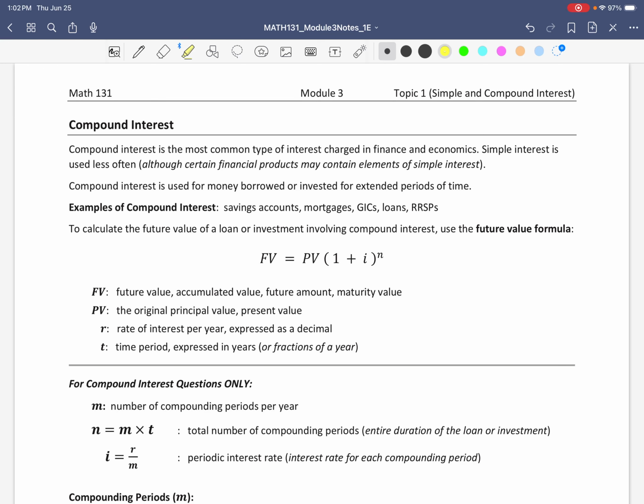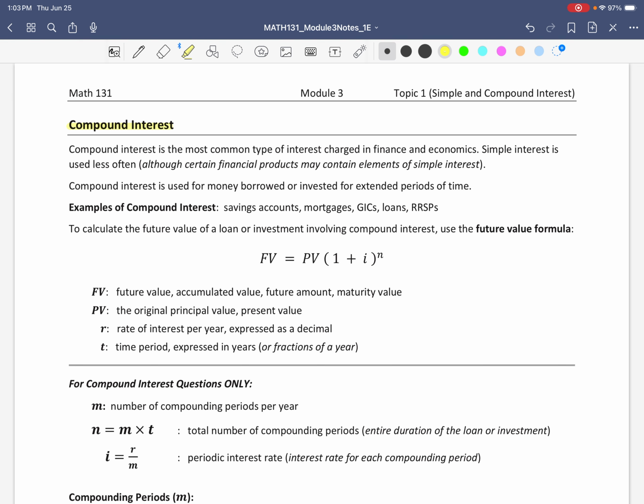Welcome to the second video of Module 3, Topic 1, Simple and Compound Interest. Make sure that you've watched the first video before you watch this second video. For this video, we're going to continue the conversation about compound interest.